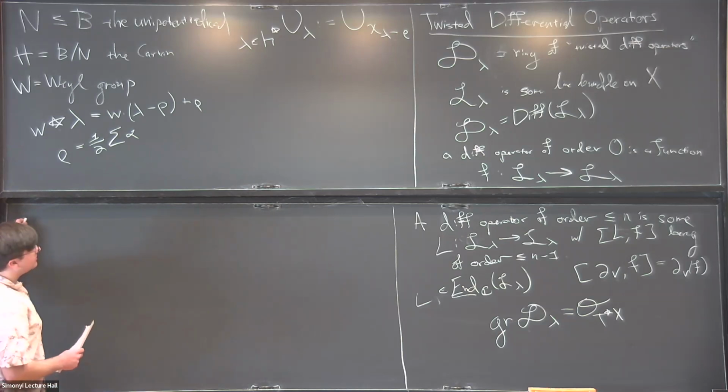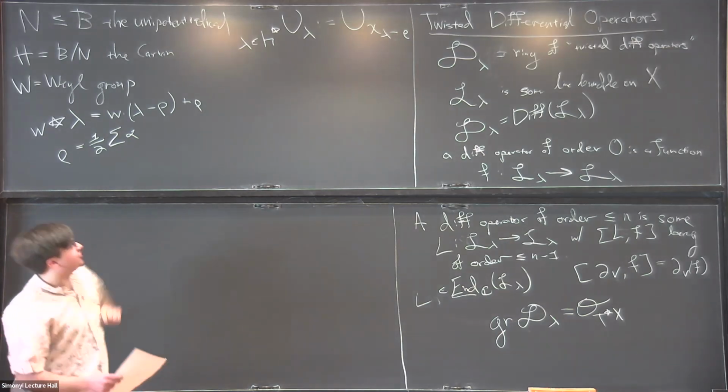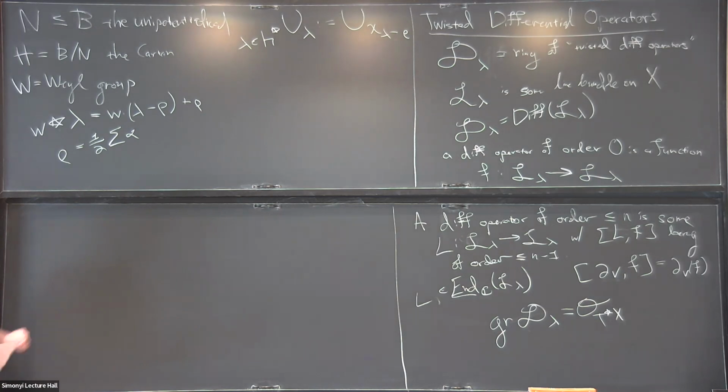Yeah, and so once you have this algebra of twisted differential operators, you can consider algebras over it, which are like quasi-coherent sheaves with an action of D lambda, and those are called twisted D modules.